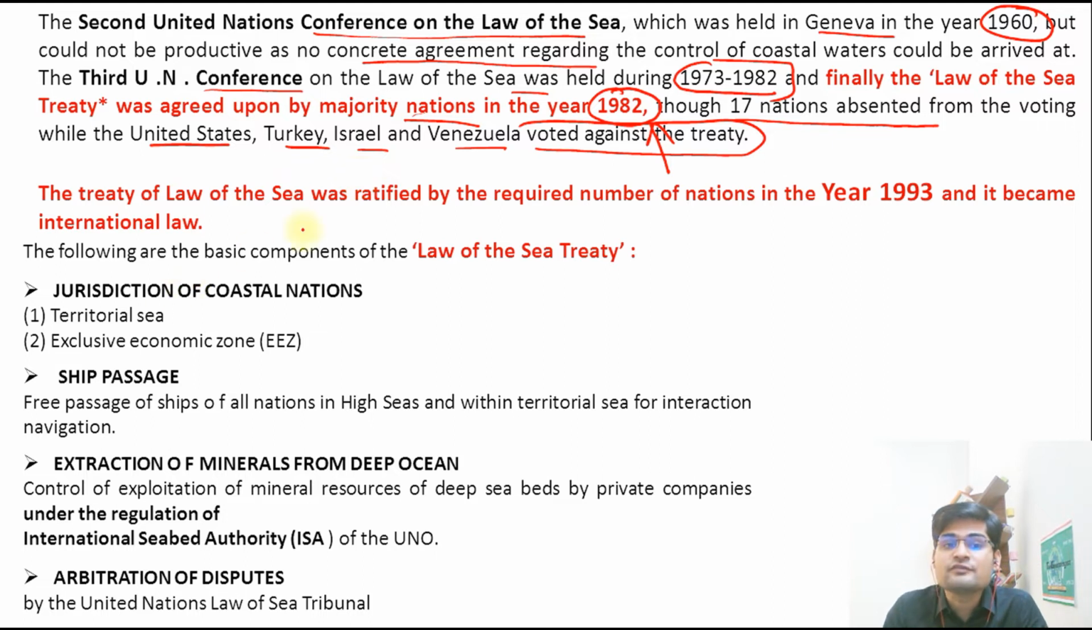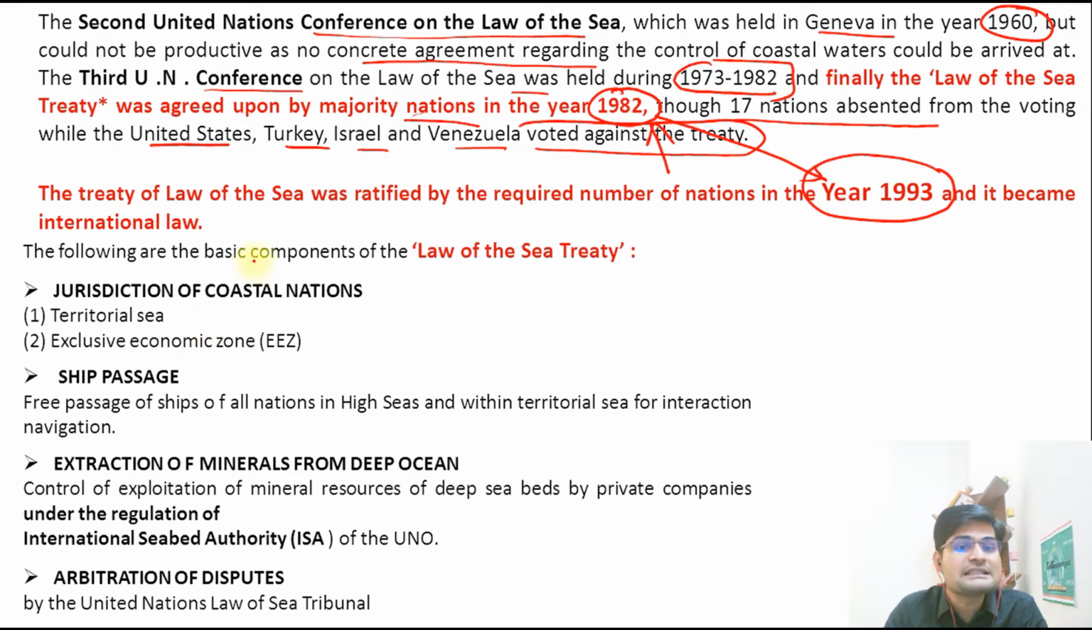Now, the Law of the Sea Treaty was ratified by the required number of nations finally in 1993 only. So it took almost another 11 years to finally make it into the Law of the Sea Treaty as an international law. That is the entire journey we have seen.